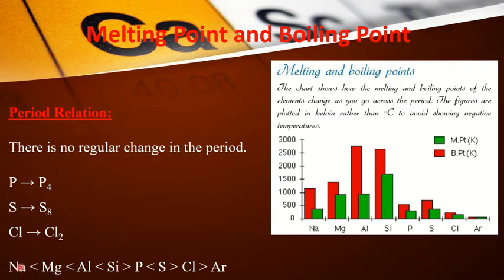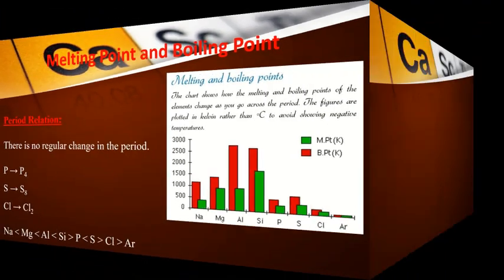There is no regular change in the melting point and boiling point of the elements of the third period. Sodium, then magnesium is more than sodium, aluminium is more than magnesium, silicon has the highest melting point and boiling point of this period, then phosphorus is less than silicon, but sulfur again is more than phosphorus. Chlorine is less, and argon is the least. It has the least melting point and boiling point.